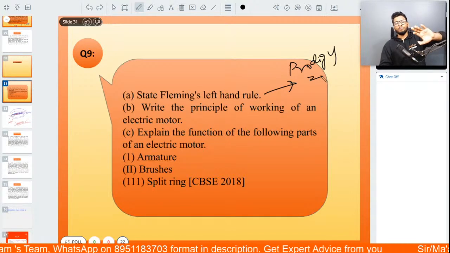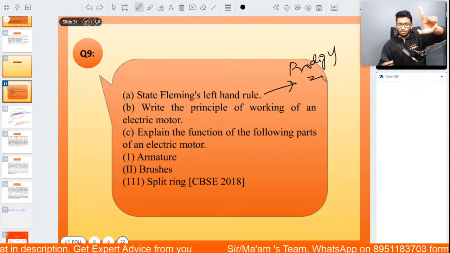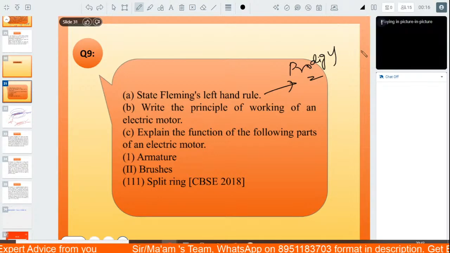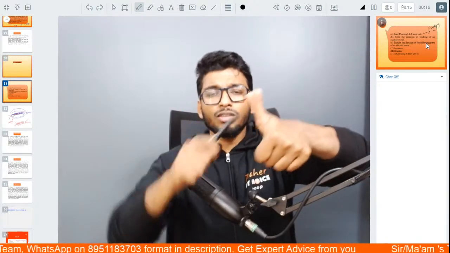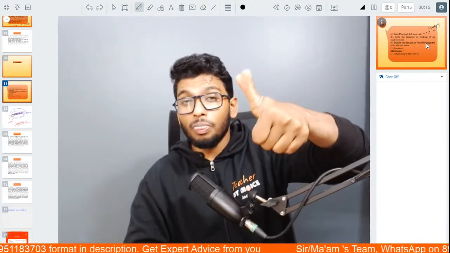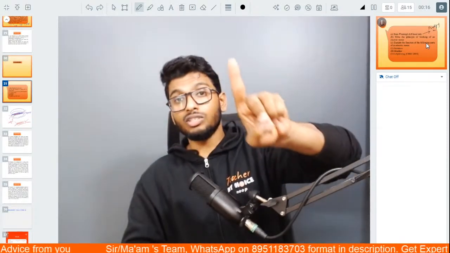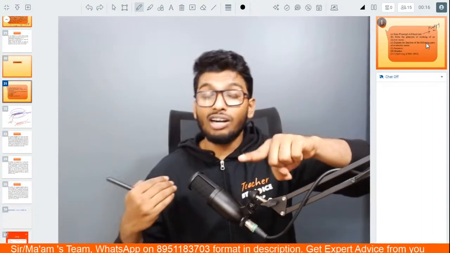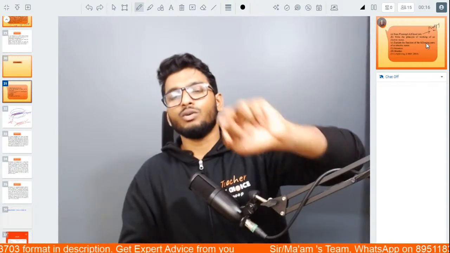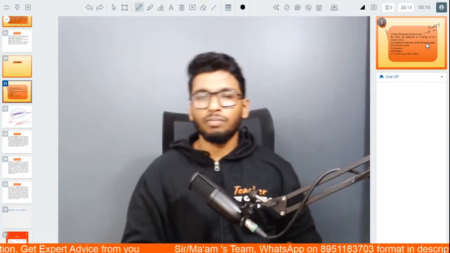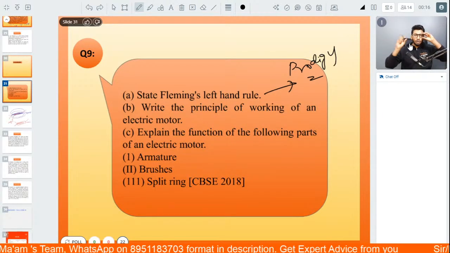According to Fleming's left-hand rule, if you take your left hand and extend your thumb, index finger and middle finger in such a way that they are all perpendicular to each other, the thumb shows the direction of force acting on the current carrying conductor. What direction the force is, that is shown by your thumb. Your index finger shows the direction of the magnetic field. Last but not the least, your middle finger shows the direction of current. So this is your Fleming's left-hand rule. Very simple. But again, in your own words, please state it. The key words are what is more important.